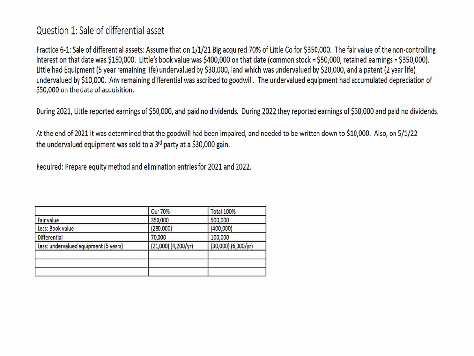And again, why does this differential exist? First, there's the undervalued equipment, undervalued by $30,000. That's going to be amortized over 5 years at $6,000 per year. Our share of that is $21,000, amortized at $4,200 per year. There's also land, undervalued by $20,000, our share $14,000. There's an undervalued patent with a 2-year life, $10,000, amortized at $5,000 per year. Our share $7,000, amortized at $3,500 per year, with the remainder being goodwill of $40,000, our share $28,000.